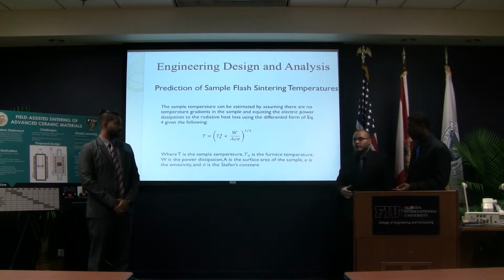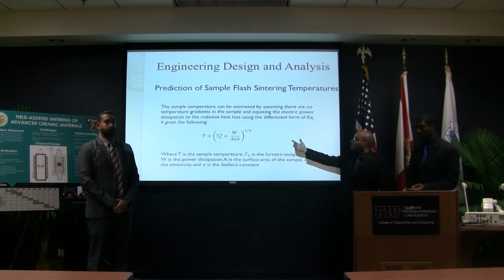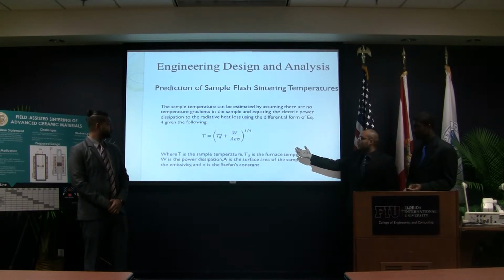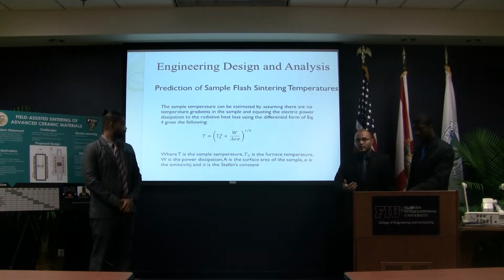Then once the electric current passes, which will be the power value, you can calculate based on the surface area of the sample and the emissivity, and you can find the final temperature of the sample that you reach once it successfully sinters.